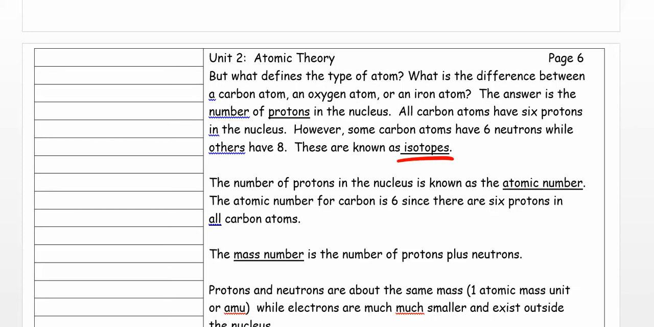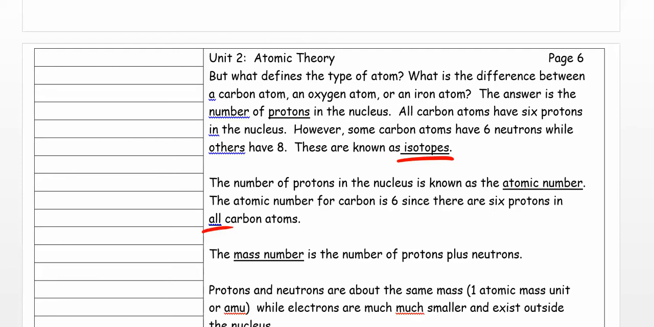Okay, so for example, once again, let's take carbon. All carbon atoms have the same number of protons, right? But some carbon atoms have 6 neutrons and others have 8. So these are called isotopes. The number of protons in the nucleus is known as the atomic number. So the atomic number is the number of protons in the nucleus. The atomic number for carbon is 6, since there are 6 protons in all carbon atoms. So all carbon atoms have 6 protons.